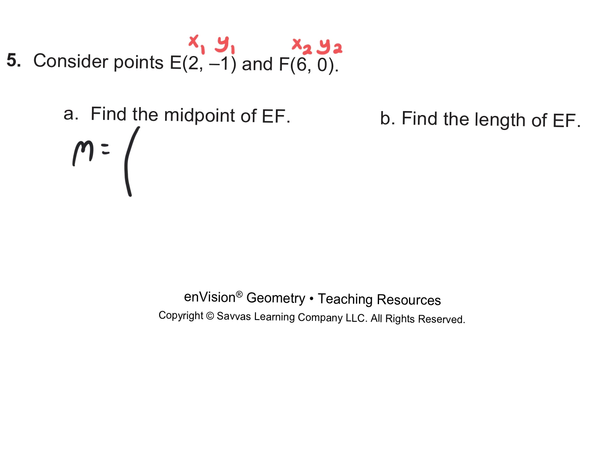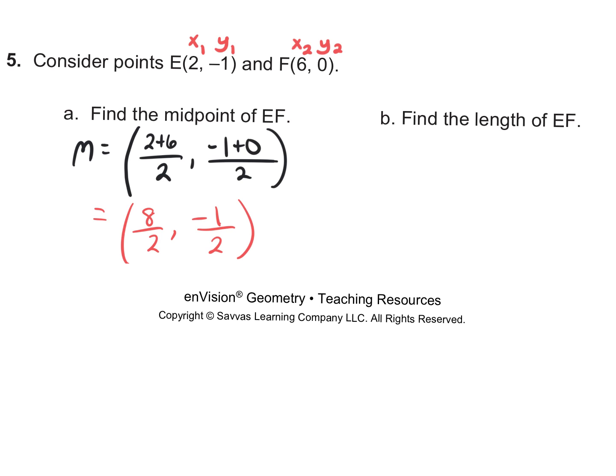What are we adding together? X1, x2. Adding the x's, taking the average, adding the y's, taking the average. So if I add the x's, we get 2 plus 6 divided by 2. And then I get negative 1 plus 0 divided by 2. What's 2 plus 6? 8. And then negative 1 plus 0, you just get negative 1. Simplify as far as you can. What's 8 divided by 2?